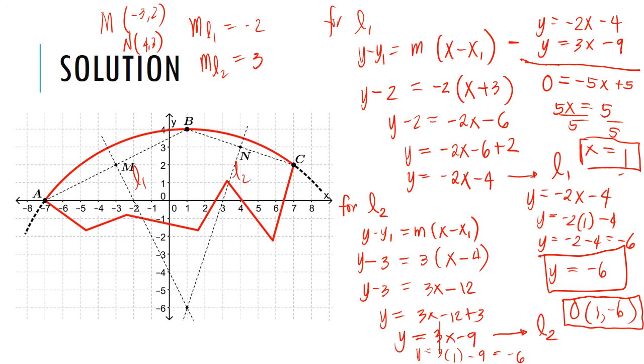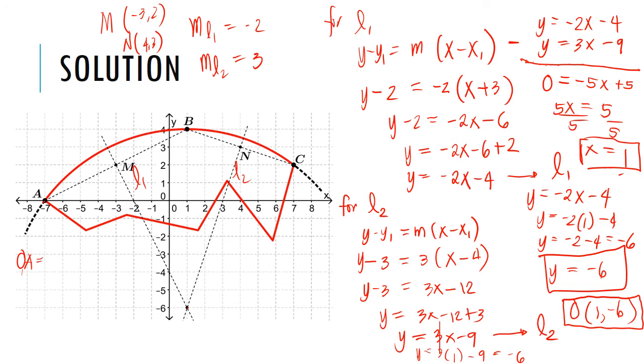OA is a radius because it is from the center to the circle. OB is also a radius. OC is also a radius. So you have three options on how to determine the radius of the circle. I will choose point A. So solving for OA, I would get the distance from point O to point A.